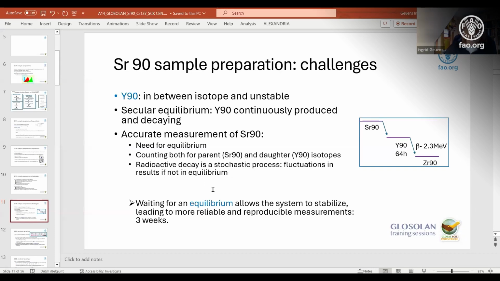If you look into literature, it's called secular equilibrium, meaning that the yttrium-90 is continuously produced while decaying from the strontium-90. We've proven, and it's also written in literature, that after 3 weeks we get an equilibrium, and then you can have a stable measurement of the strontium-90 concentration.